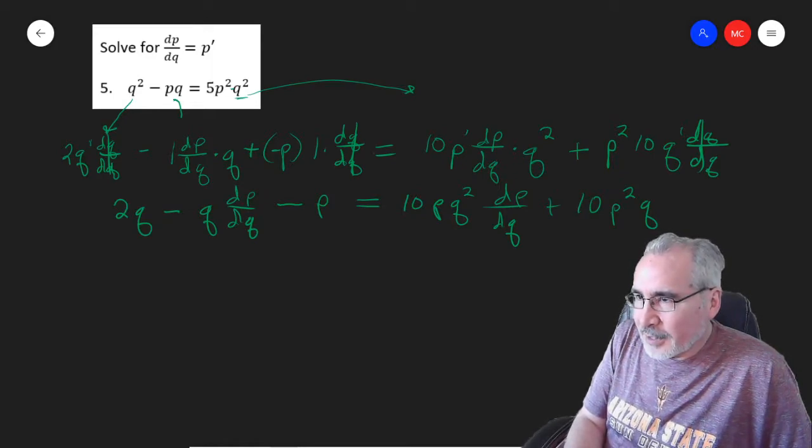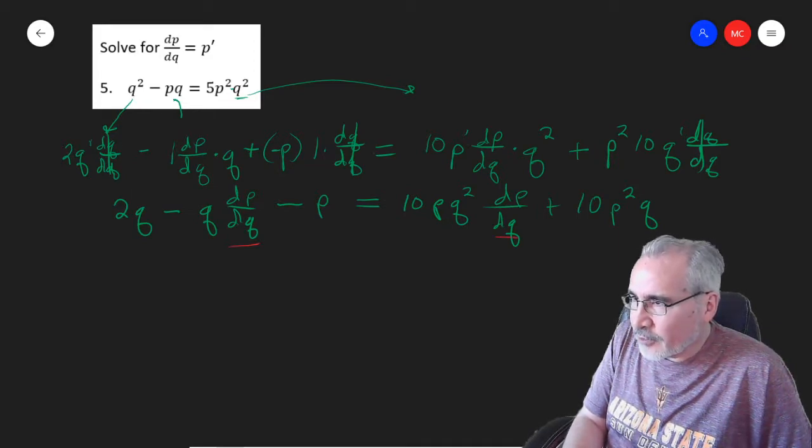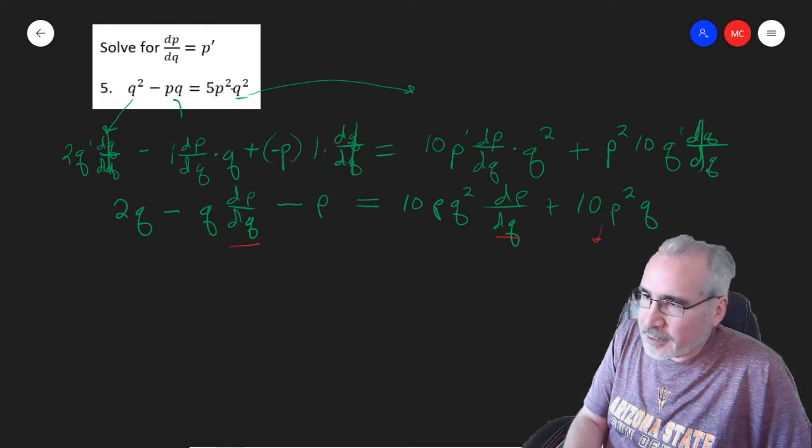Okay, so let's see, what do we want? How about, I see there's a dp dq here and here, and then there's just one extra thing here. So what if I move the dp dq to the right hand side and I move this stuff over here to the left hand side?